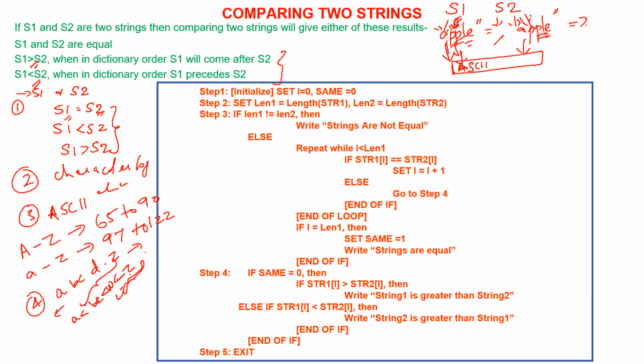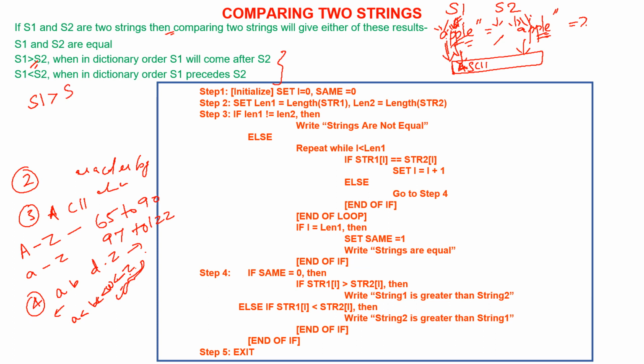So now let us start the points. If S1 and S2 are two strings, then comparing two strings will give one of these results. What are the results it will be giving? Let me erase this. The first point is that S1 and S2 will be equal, and the second point is that S1 will be greater than S2 when in dictionary order S1 will come after S2. So I can tell that string S1 is greater than S2 if in the dictionary order S1 will come later than S2.